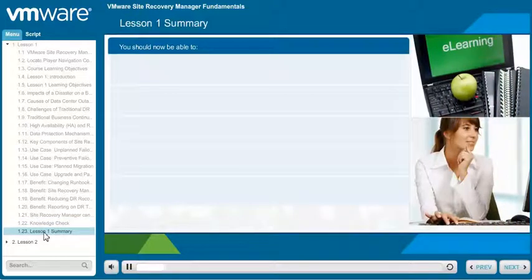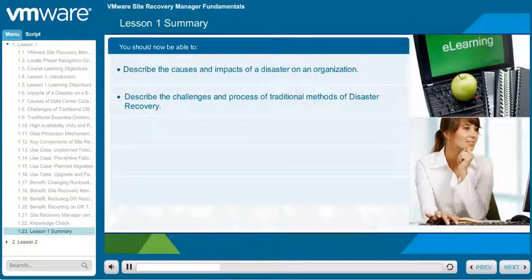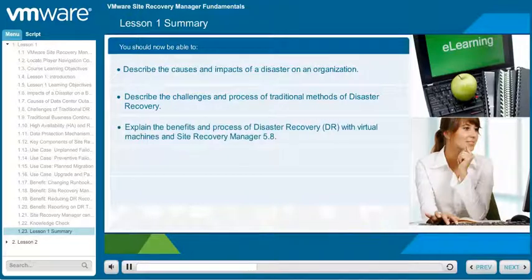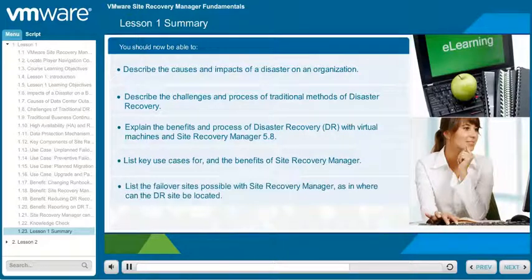You should now be able to describe the causes and impacts of a disaster on an organization, describe the challenges and process of traditional methods of disaster recovery, explain the benefits and process of disaster recovery, DR, with virtual machines, list key use cases for and the benefits of Site Recovery Manager, and list the failover sites possible with Site Recovery Manager, as in where can the DR site be located.